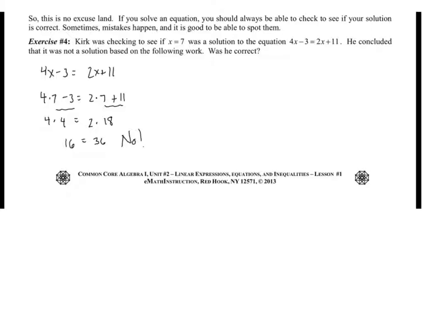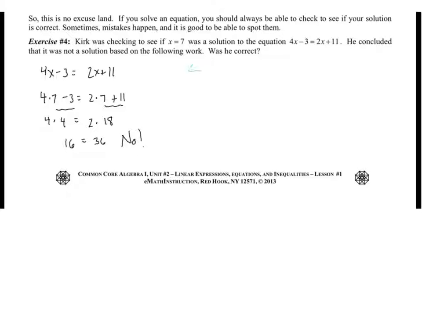So if you solve an equation, you would always be able to check to see if your solution is correct. Sometimes mistakes happen, and it is good to be able to spot them. So Kirk was checking to see if x equals 7 was the correct solution to 4x minus 3 equals 2x plus 11. He concluded that it was not a solution based on the following work, so was he correct?